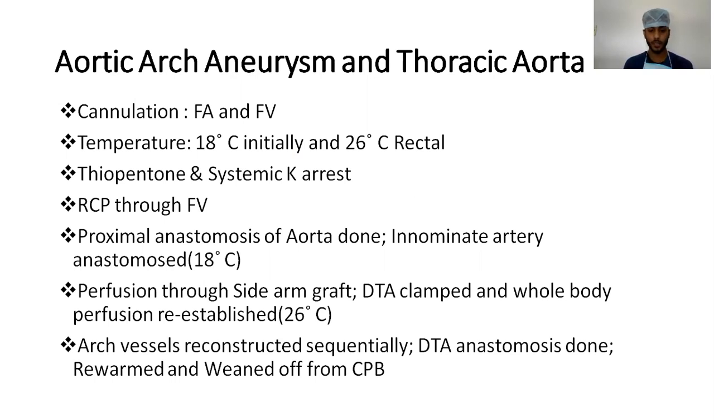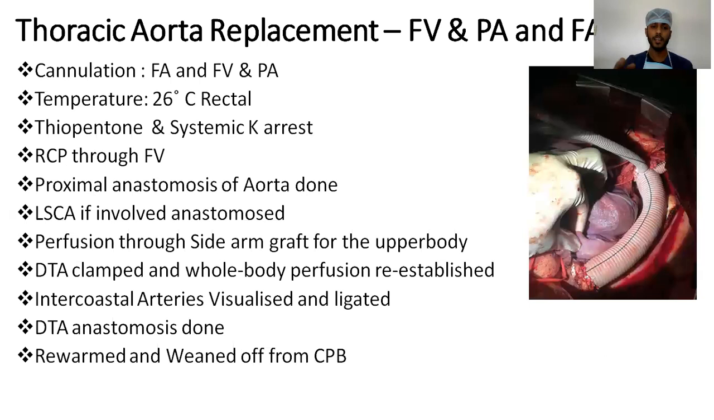Once the patient is at 26 degrees Celsius, and the arch vessels are reconstructed and the descending thoracic aorta anastomosis has also been done, we rewarm the patient and wean off from the CPB circuit. So the third category is thoracic aortic replacement.